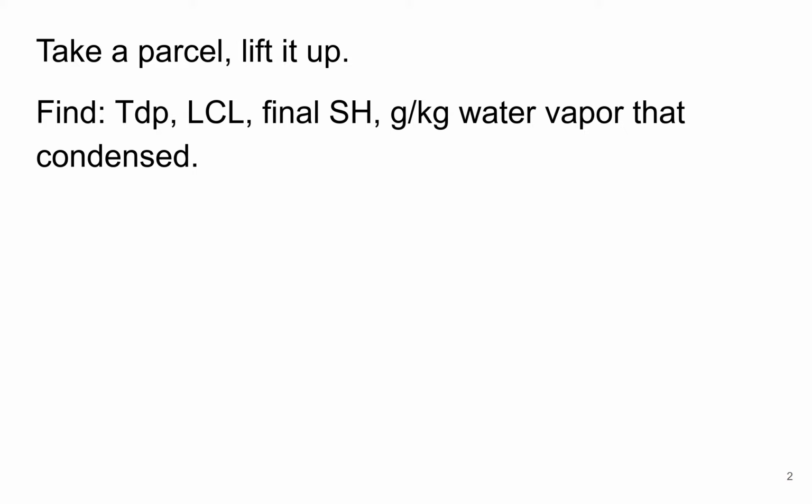In this first example, we're going to simply take a parcel and lift it up through the atmosphere. In the process of doing that, we're going to find the dew point temperature of the parcel. We're going to find the lifting condensation level of the parcel. If we find the dew point temperature, we're going to find the starting specific humidity. We're also going to find the final specific humidity because as the air cools, it's going to lose moisture to condensation, and then we're going to figure out how much water vapor condensed.